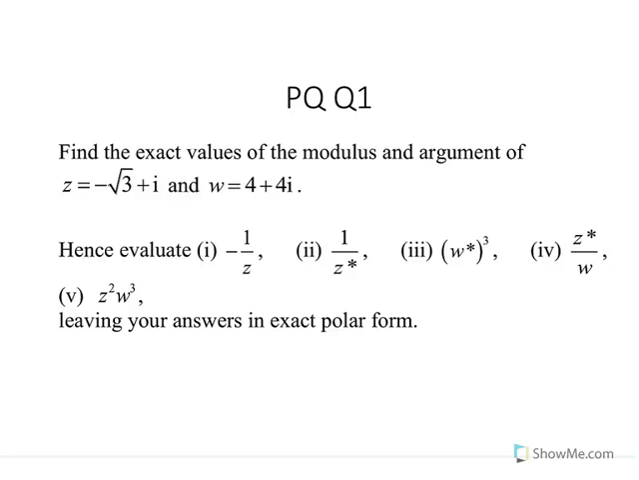Okay, we want to find the exact values of the modulus and the argument of z equals negative square root 3 plus i, and w equals 4 plus 4i. So very quickly, z equals negative square root 3 plus i.